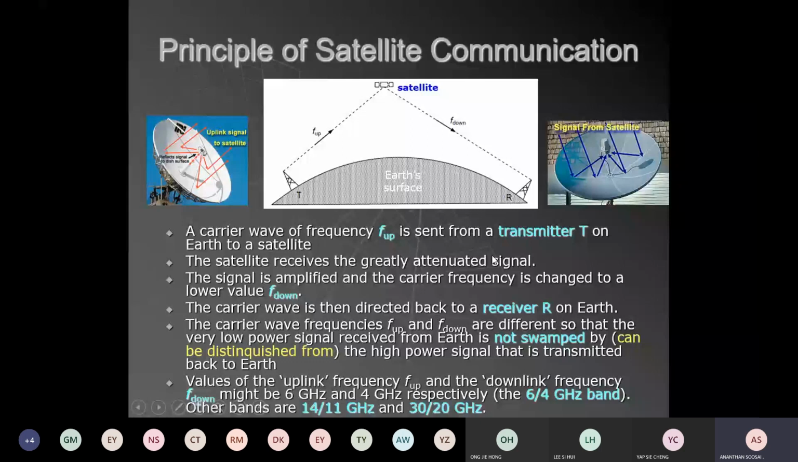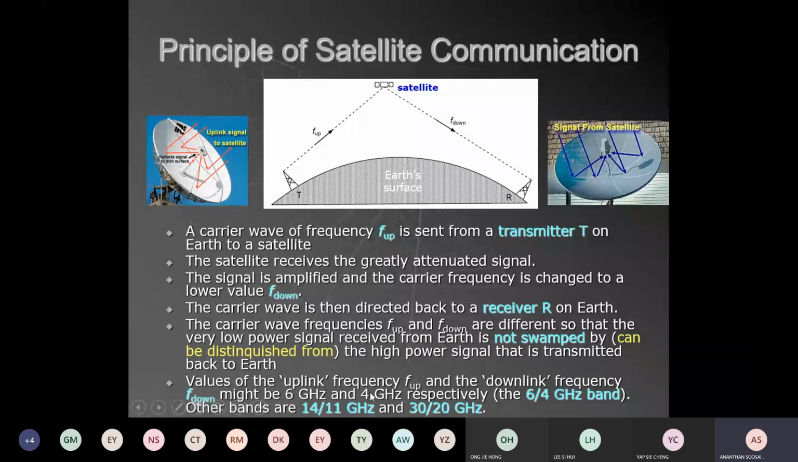Why does swamping happen? If the frequency is the same, swamping will happen, because resonance happens at the same frequency. So to avoid the energy of the output signal being absorbed by the input signal, we need to use a different frequency so that resonance never happens. That's why the down frequency is always smaller than the up frequency, to prevent swamping, and the high power signal is transmitted back to the earth.